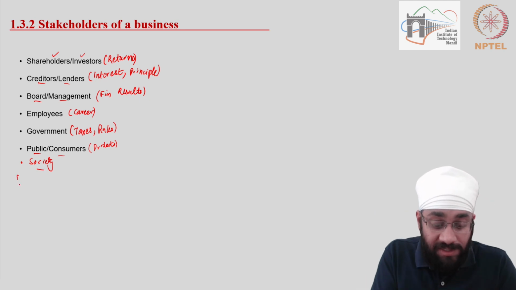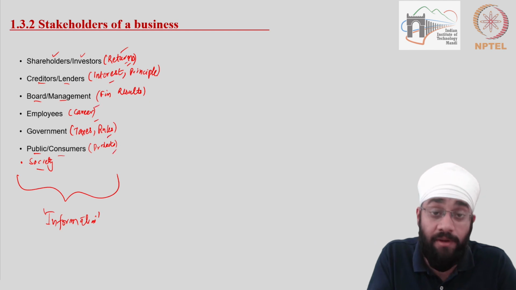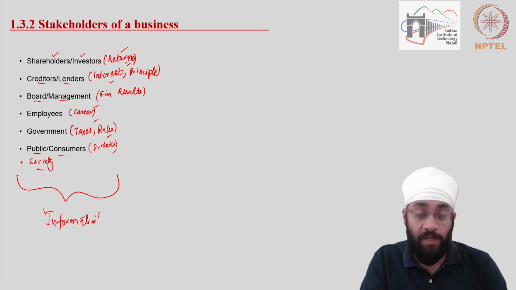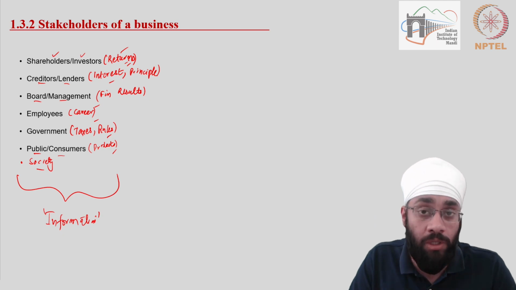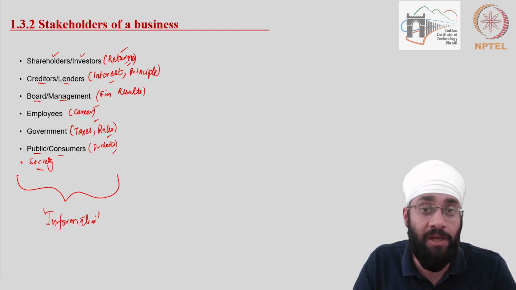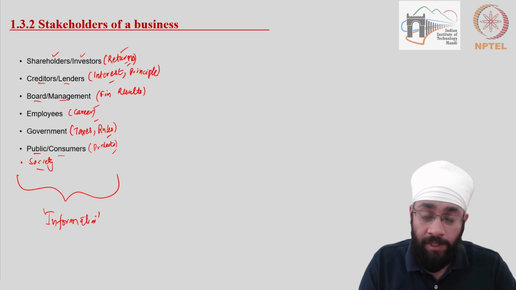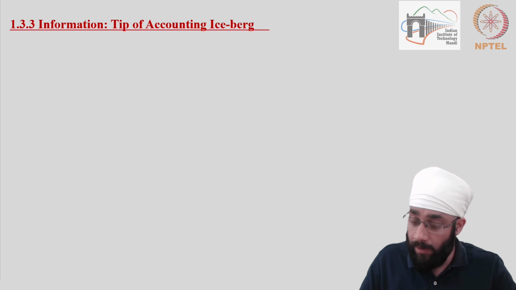Now, all these stakeholders, what do they need? They need information. They want to know whether, whatever their area of interest is, career, taxes, returns, whatever the area of interest is, they want to know how the company is doing on all these parameters. And all of this is made possible by the use of accounting systems. So that's where the need for accounting comes in.